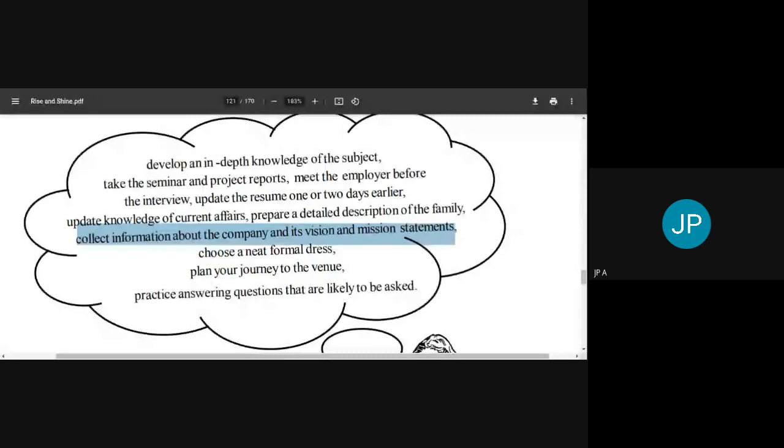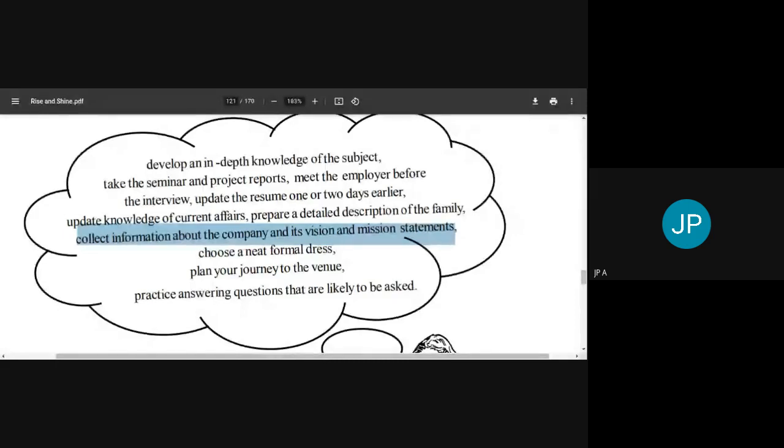So why is it important to collect all these details? Why can't we just go for the interview? Because everyone has the same qualification. Qualification is the same for everyone. Whether it is Jyoti or Jofi or Binsi or Archita, there are so many, all the people have the same qualification.